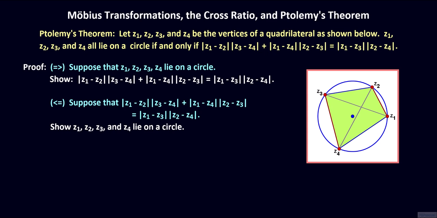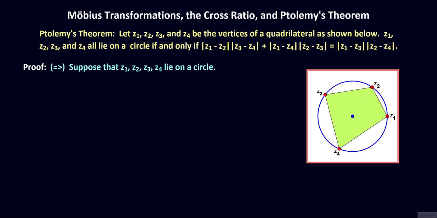So for the first part of this exercise, we assume that z1, z2, z3, and z4 all lie on a circle. Without loss of generality, we choose the arguments of z1, z2, z3, and z4 such that the argument of z1 is 0, which is less than the argument of z2, which is less than the argument of z3, which is less than the argument of z4, which we set less than 2 pi.